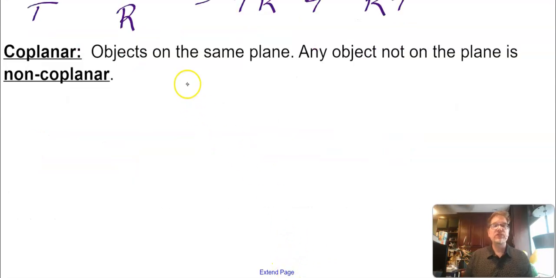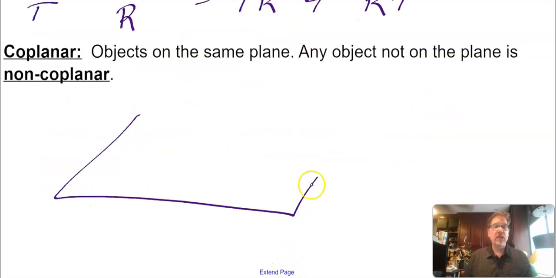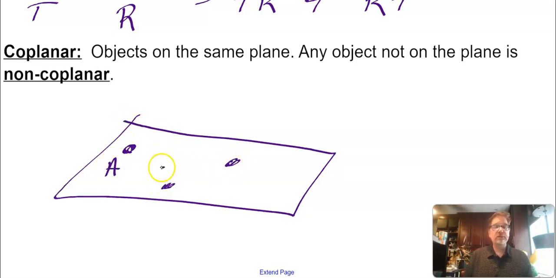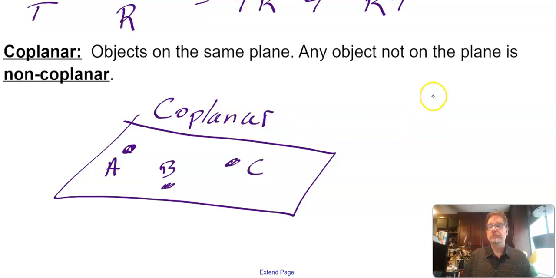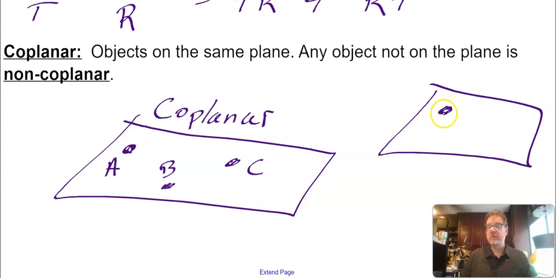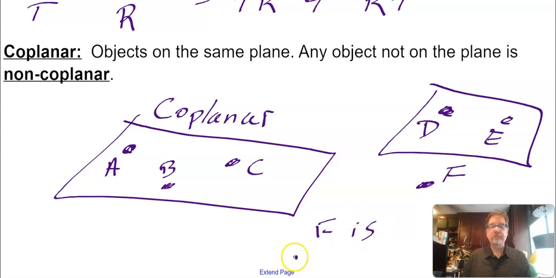Another term to know is coplanar. Everything on this plane is coplanar. A, B, and C are all coplanar. They're on the plane. If I give you a plane and something is not on that plane, F is non-coplanar. Anything not on that plane is non-coplanar.